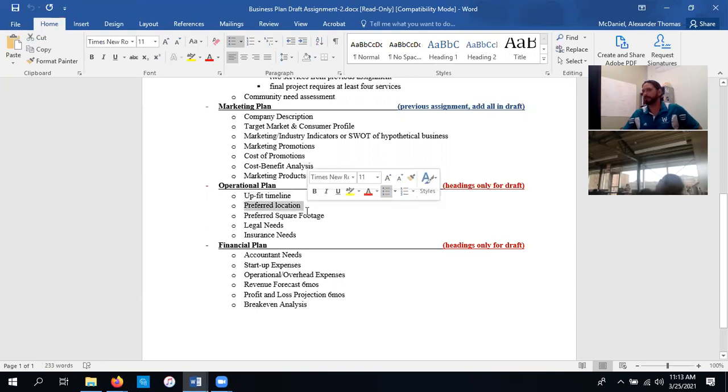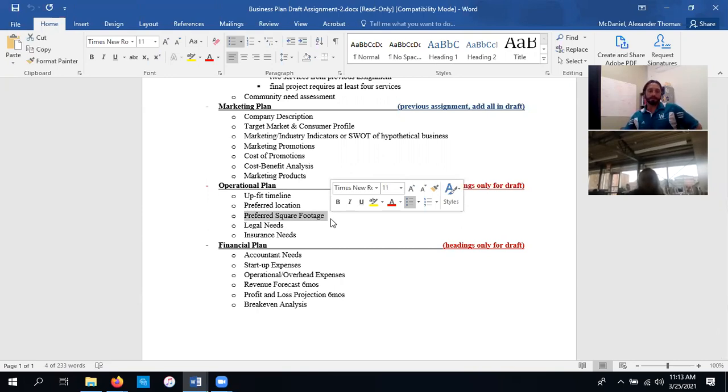Preferred location, just give a roundabout location. Preferred square footage, give a roundabout square footage of what you want your facility to be. To give you an example of some square footage, most homes that people grow up in, a single family home, 3-bedroom, 2-bath, is anywhere between 1,500 to 2,500 square feet. So that's really small. So you can think about like a bedroom is usually around maybe 300-400 square feet.